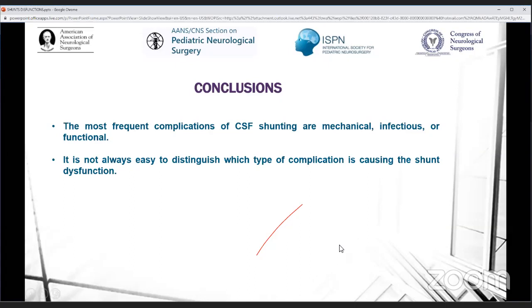So it's not always easy to distinguish these kinds of complications because we are talking about pediatrics. The cause of shunt dysfunction will sometimes be very hard to distinguish from another, for example, mechanical, infection or functional.